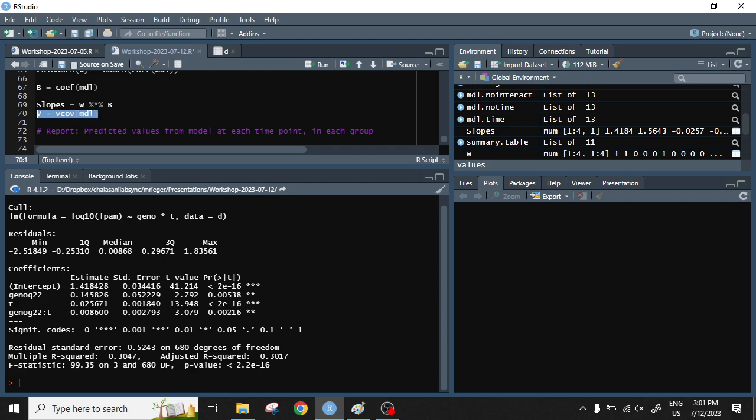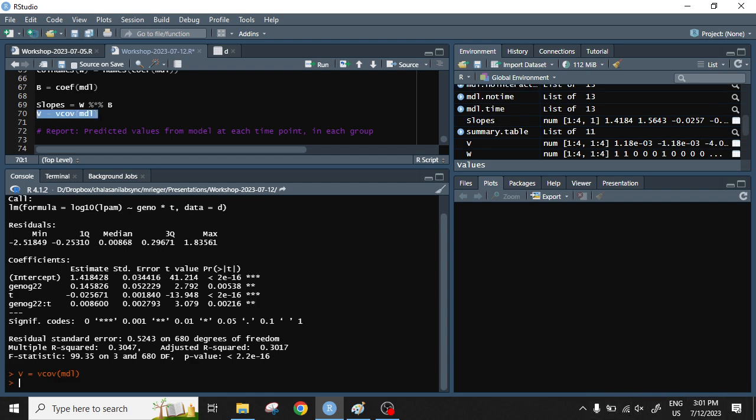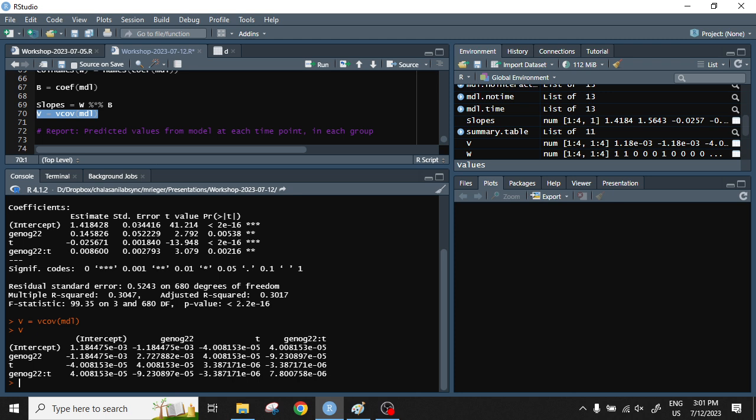Okay. So let's look at V. Okay, so that looks like this. Now down the diagonal are the actual error terms associated with each beta, and then the off-diagonal terms are the covariance terms associated with each beta. Okay? Cool.